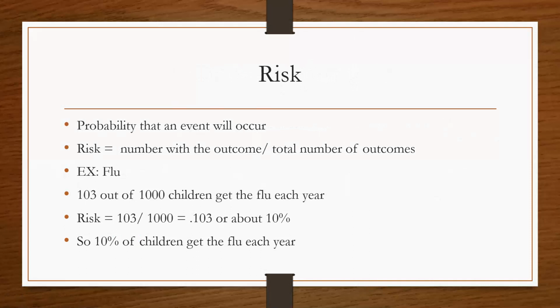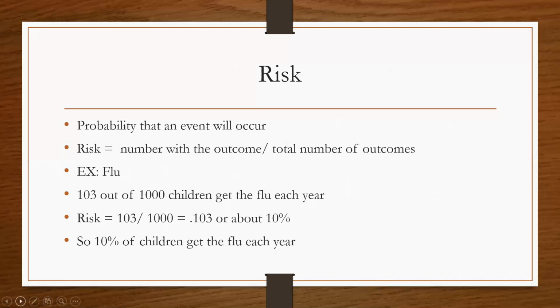So it's basically the probability that event's going to occur. So it's the number with the outcome divided by the total number of outcomes. For example, just like this flu example, say 103 children out of 1,000 get the flu each year. So that would be 103 divided by 1,000. So you get about 10%. So about 10% of children get the flu each year.